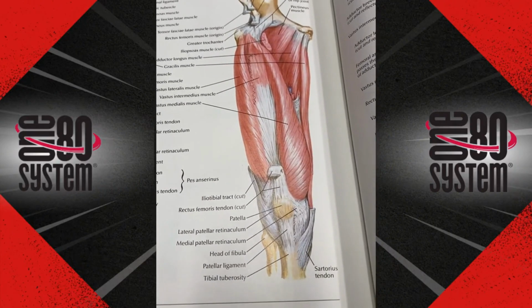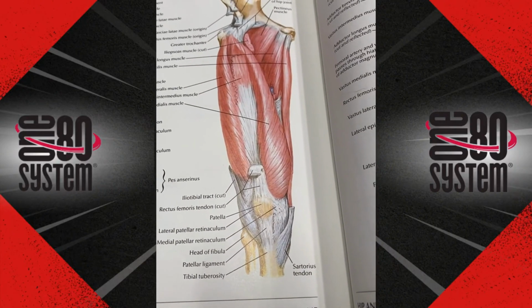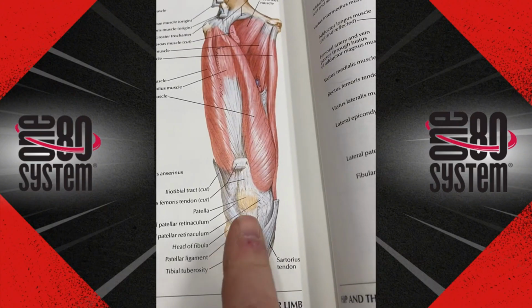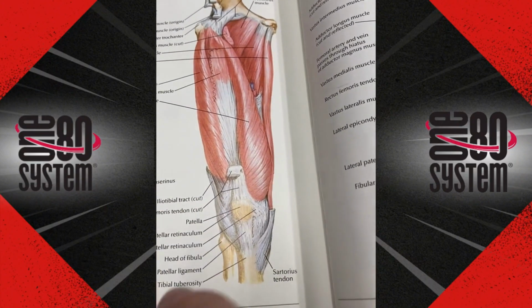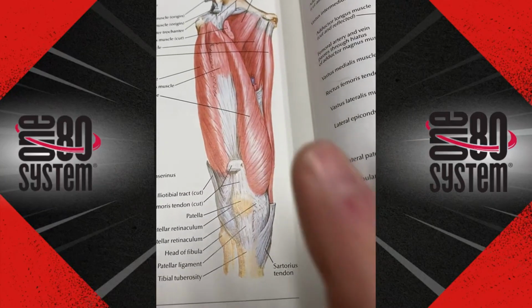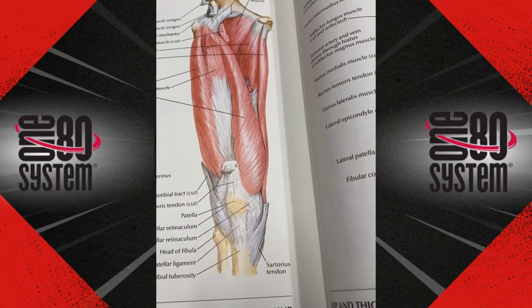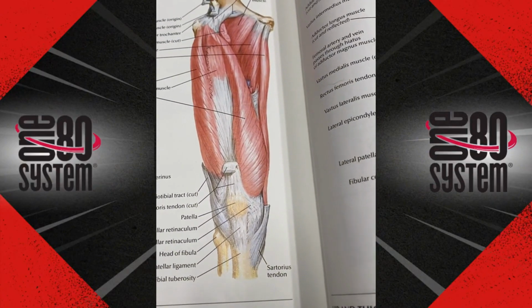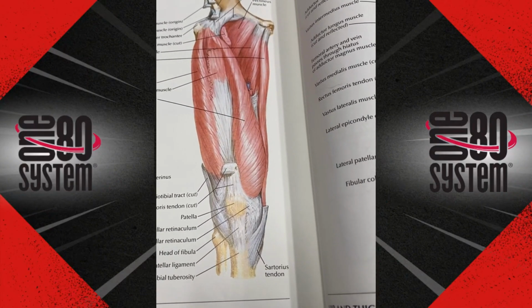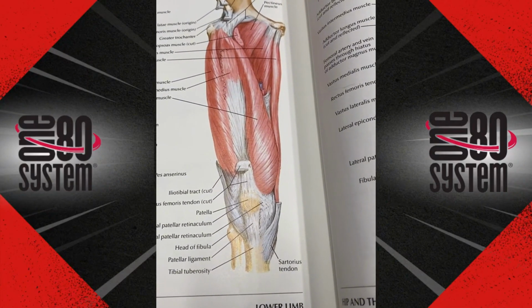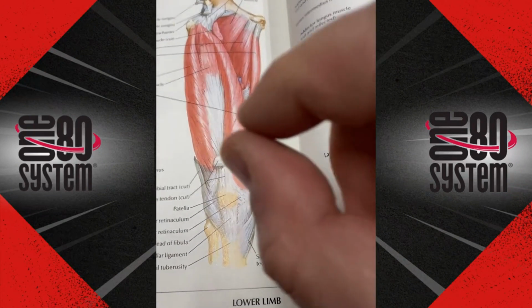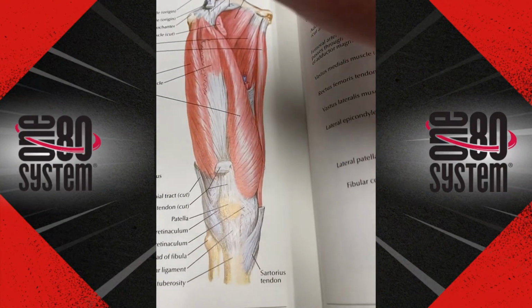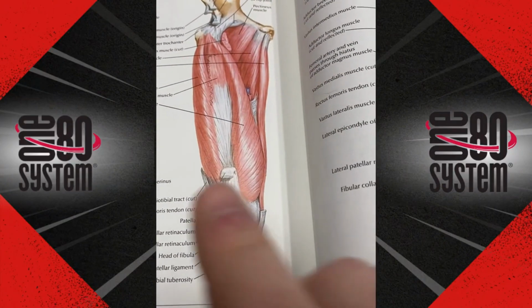Now, according to some experts on social media, your quads do nothing but extend the knee. So your vastus medialis, your vastus lateralis and your vastus intermedius, the only thing they do is extend your knee, and the only way they extend your knee is at 90 degrees of flexion. So why do we have all of this pennation? Why do we have different heads of these muscles? Why are they so long? And why do we have multiple muscles?